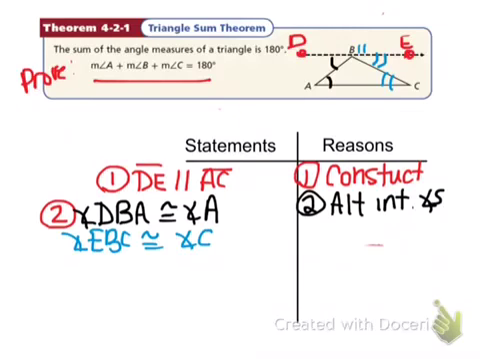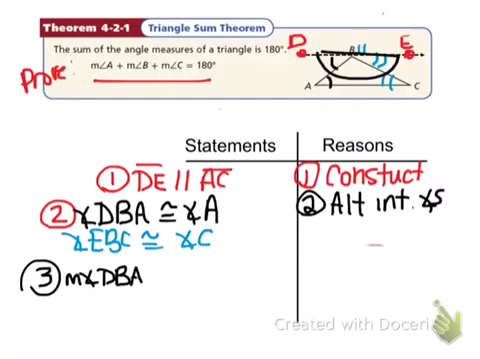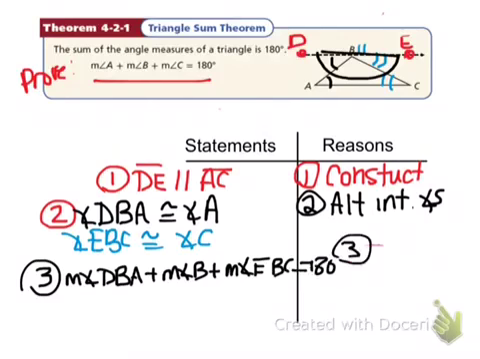All right. The next thing I want to say is that I've got all three of these angles forming this line here. So I could say the measure of angle DBA, which is on the left, plus the measure of angle B, which is in the middle, plus the measure of angle EBC, has to equal 180 because they form a line.